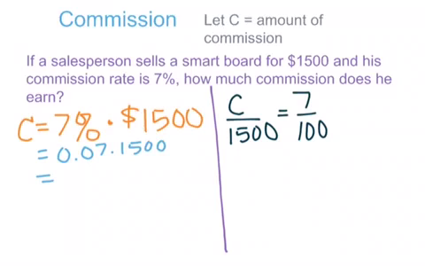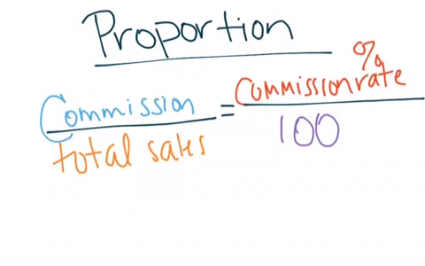Okay. On this one, let's let C equal the amount of commission. That's what we're trying to find here. So if a salesperson sells a smartboard for $1,500 and his commission rate is 7%, how much commission does he take home or does he earn? So how much money is he going to earn from selling that $1,500 smartboard? Again, as in the past couple sections, you can either do an equation or do the proportion. The proportion looks like this: commission over total sales equals commission rate, which is percent out of 100. You can use that proportion for every single one of these today. So whatever you want to do.